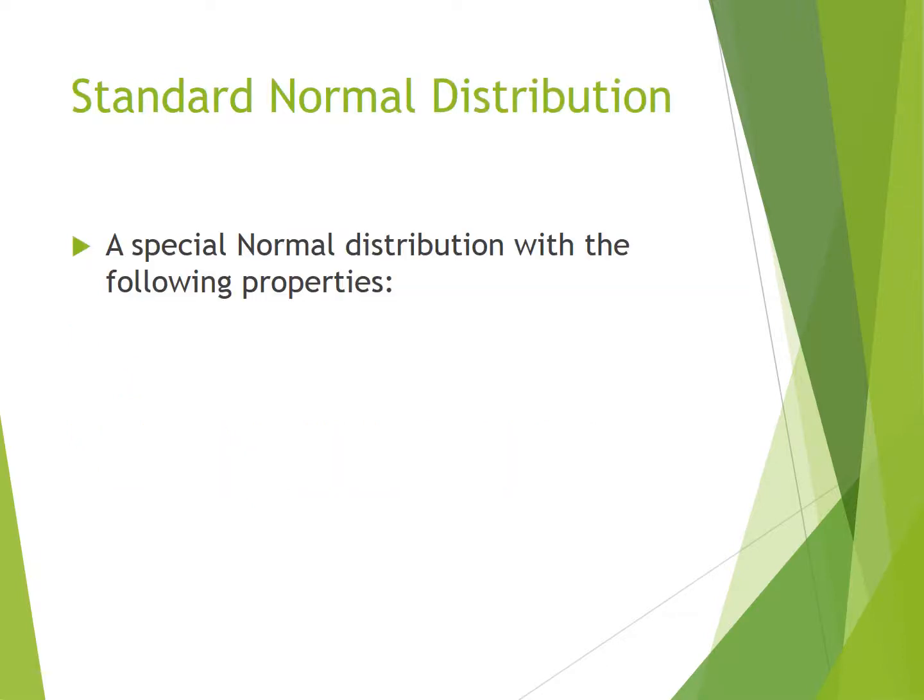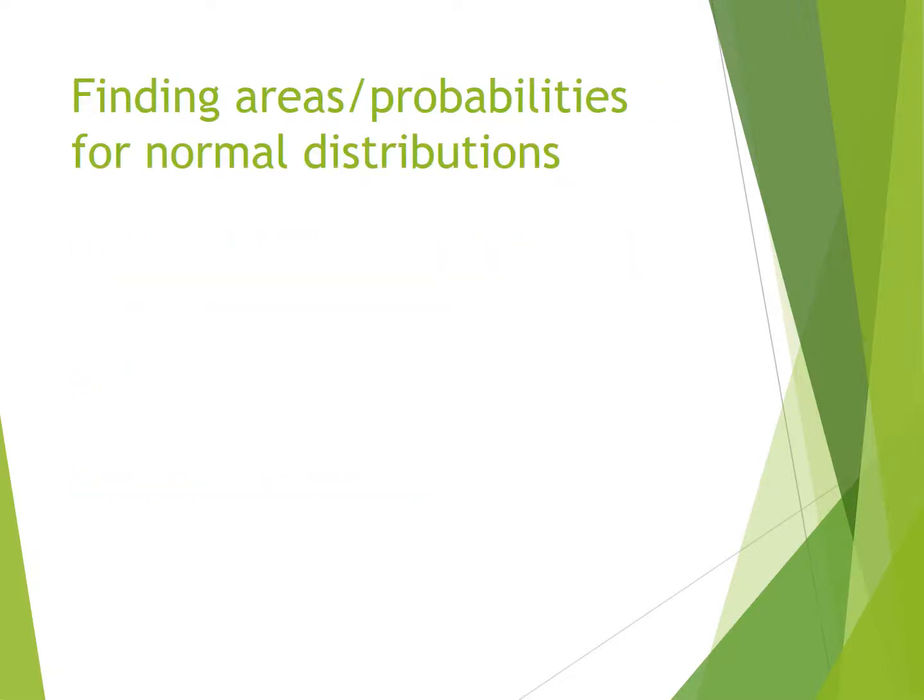The standard normal distribution is a special normal distribution which has the following special properties. First, the mean has to be equal to 0 and the standard deviation must be equal to 1. To find areas and probabilities for normal distributions, we can use table A2. Again, we don't use the table very often, but it's there in the back for you to look at. Or Minitab, and we're going to do 99.9% of all our problems with Minitab.